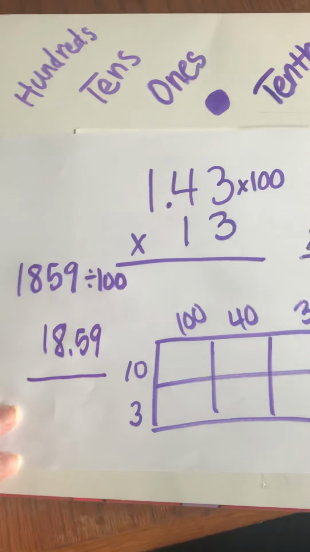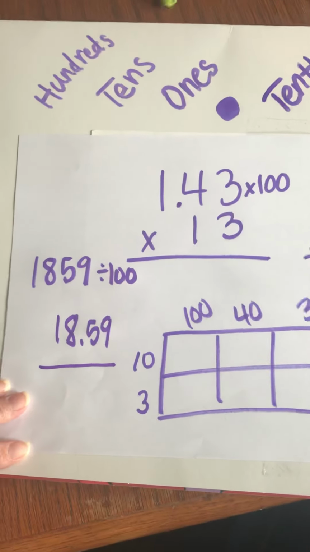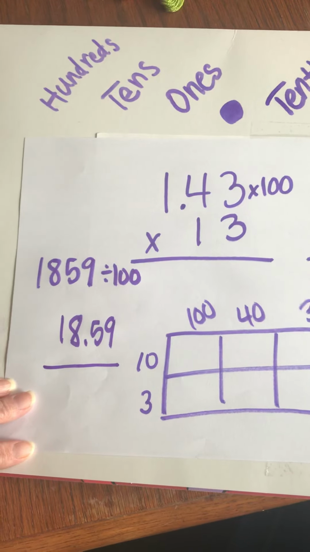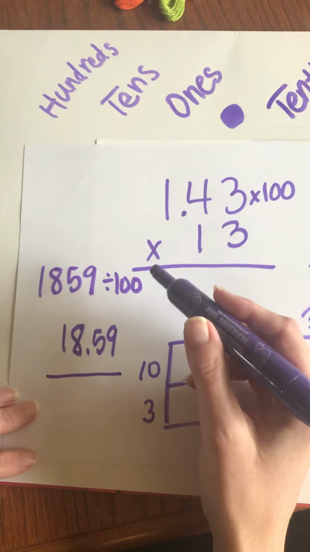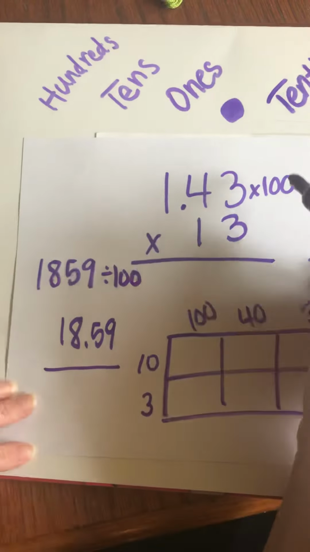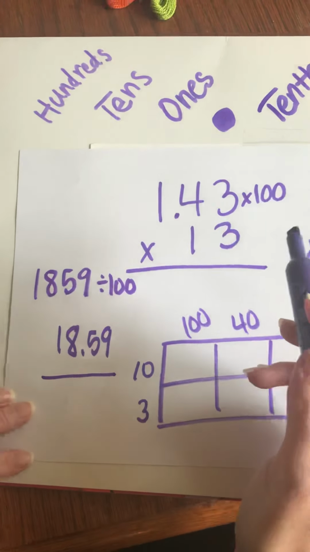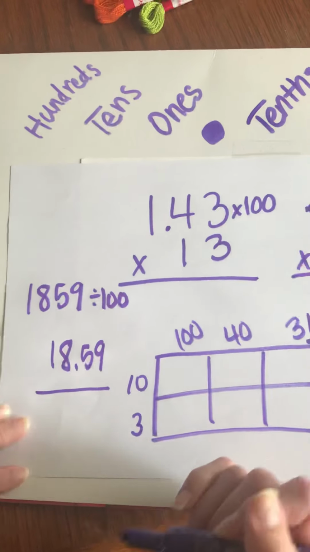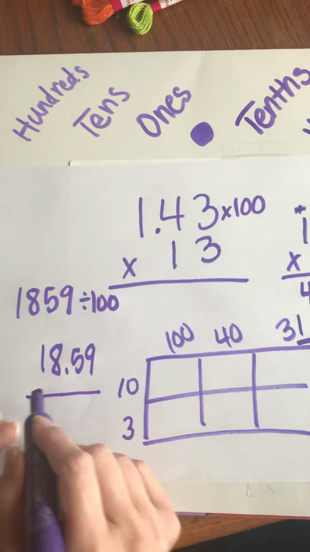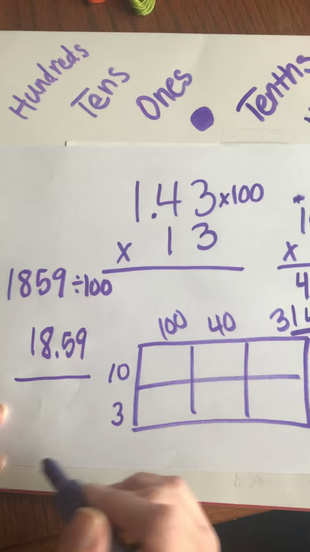And you may notice a pattern with this that we will talk about some later on, but I do want you to know why it works out this way. And that's because at the beginning we multiplied by 100 and that gave us an answer that was 100 times too much, so we had to divide by 100. So my final answer is 18 and 59/100ths.